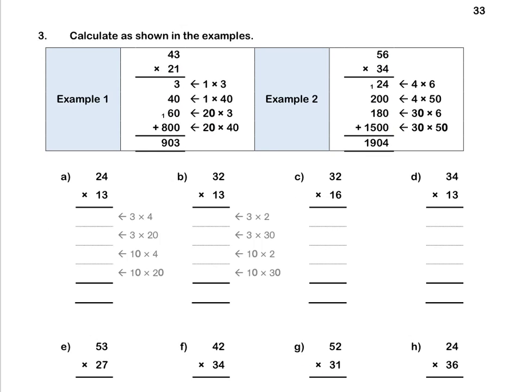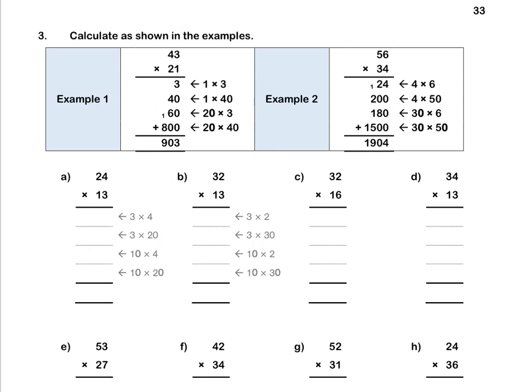Question 3. 43 times 21. 1 times 3 is 3. 1 times 40 is 40. We are done with the 1, so we are going to move on to the 20. 20 times 3 is 60. 20 times 40 is 800. We have 3 units. We have 10 tens, or the next 100. So we carry our 100 and write down 0. And we have 9 hundreds.